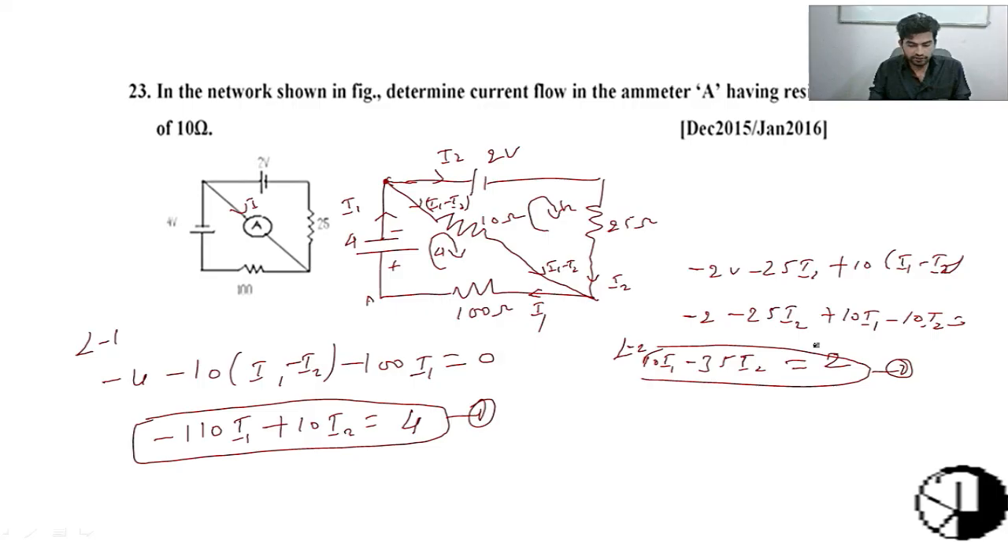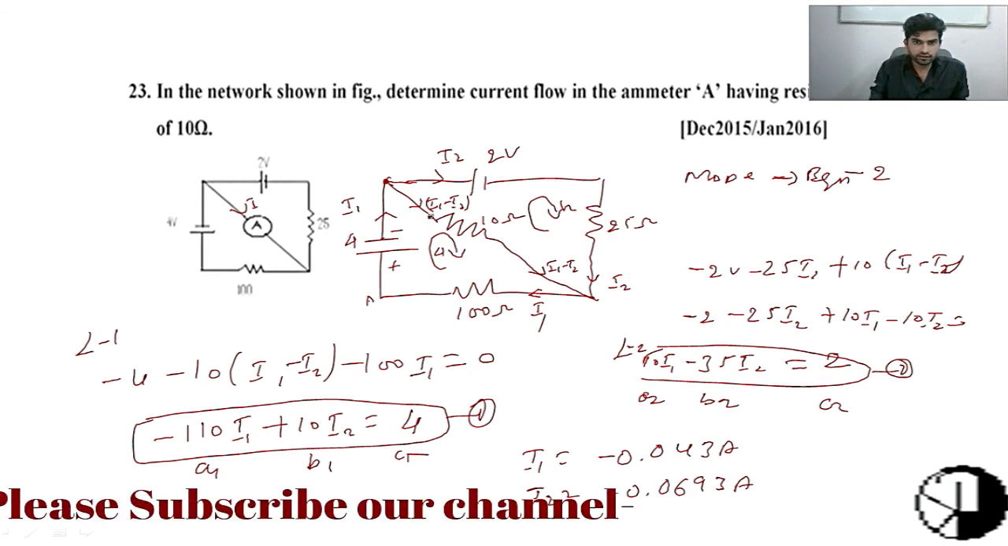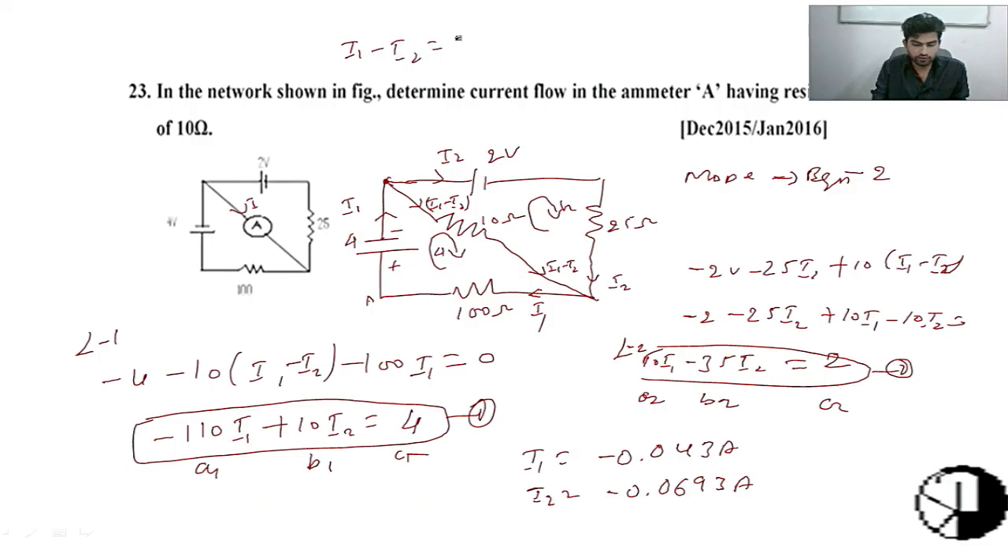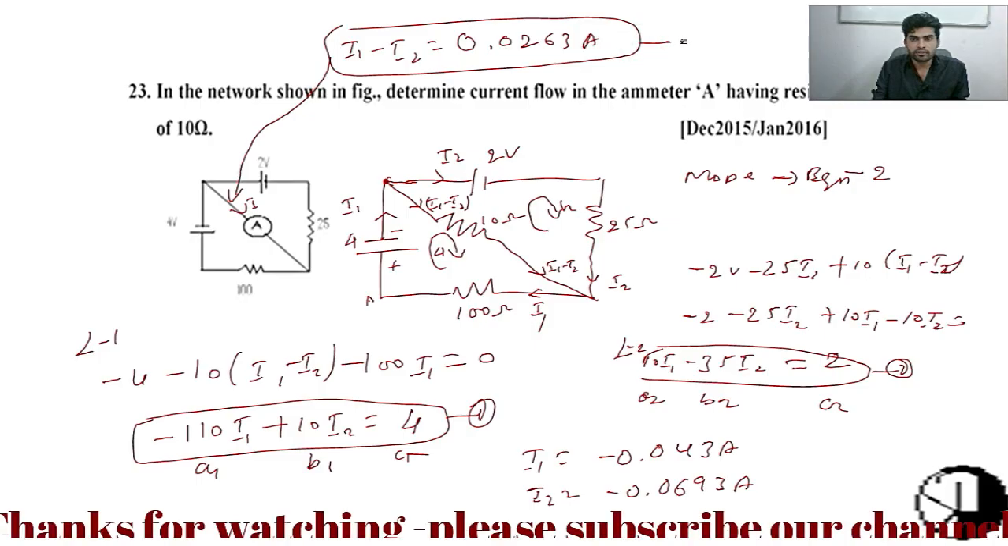By using this calculator, press mode, press equation, press 1, and unknowns are 2, press 2. Then enter A1, B1, C1, A2, B2, C2. After the calculation, I1 is equal to minus 0.043 amps, and I2 is equal to minus 0.0693 amps. If you want to calculate I1 minus I2, this current we need to calculate. So I1 minus I2 is equal to 0.0263 amps. So this is the current flowing through the emitter.